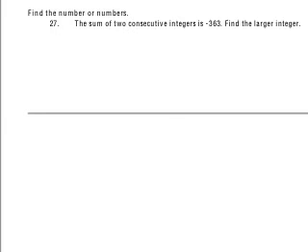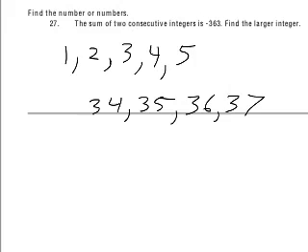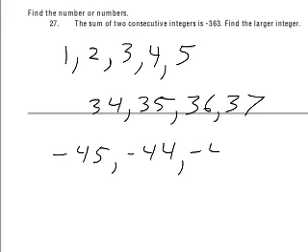So, consecutive numbers are numbers right after each other. Like 1, 2, 3, 4, 5. Those are all consecutive. Or 34, 35, 36, 37. All consecutive numbers. Or you could also do negative 45, negative 44, negative 43, negative 42. See, we wouldn't do it the other way. We go from the lowest to the highest as we're counting, right?